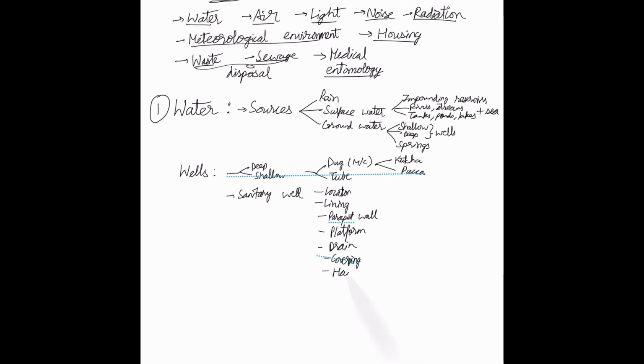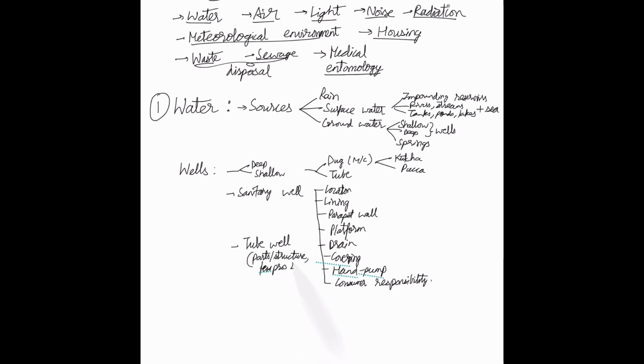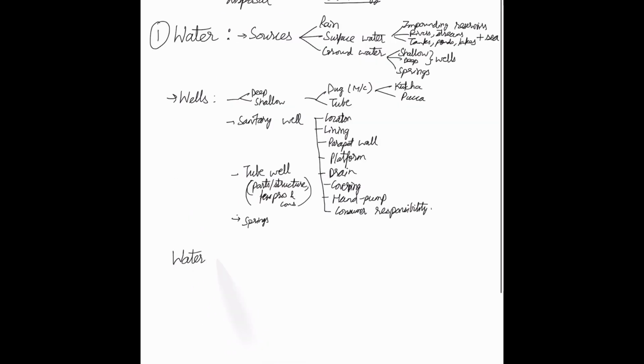And then we also discuss what's a sanitary well and the various components, that is the location, lining, the parapet wall, platform, drain, covering, hand pump and consumer responsibility. These are important requirements in ensuring the cleanliness of a sanitary well. We also have a tube well, in which the parts and structure and few pros and cons are discussed. And then we have springs.